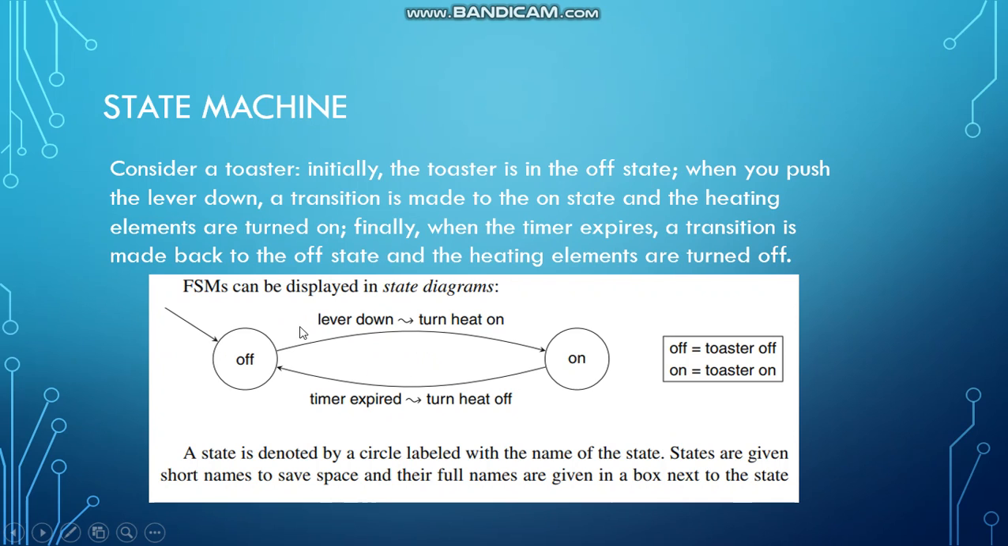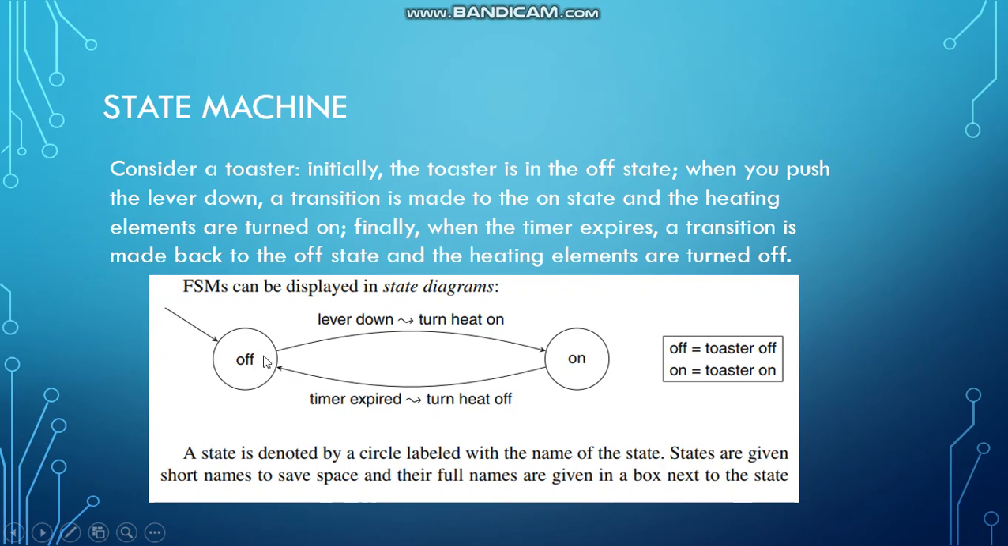In this example, this is the start. From the off state, this is what we call the condition, and this is the action. So this is the transition. If you turn the lever down, it will turn the heat on and transition from the off state to the on state. Since you turned the heat on and there's a timer, when the timer expires, the heating elements will turn off and it will transition from the on state back to the off state.